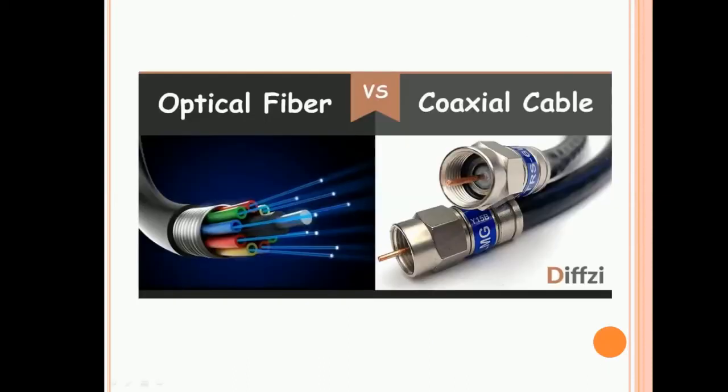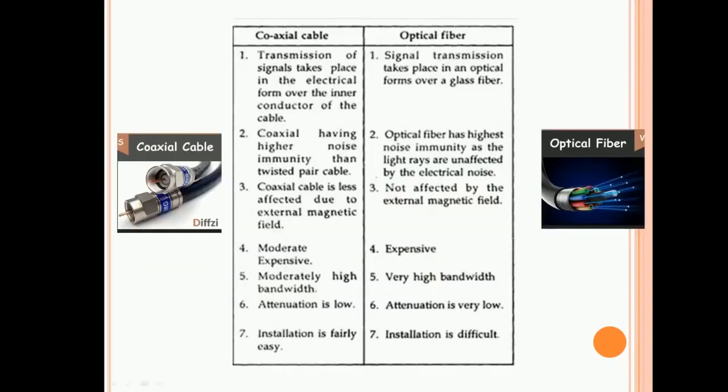Now we are going to see what is the difference between fiber optic and coaxial cable. You see, in fiber optics, a light beam travels. But in the coaxial cable, in between there is a copper wire. That copper wire is able to transmit electrical signals, whereas fiber optic transmits the light beam. Got it? So in coaxial cable, the signal transmission takes place in electrical form over the inner conductor of the cable. In the copper wire, electrical signals will be flowing through.